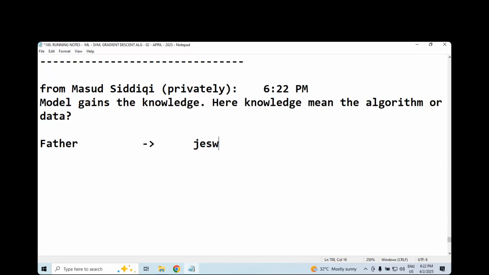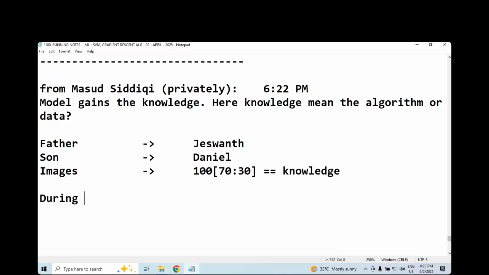My father's name is Jeshwant. And his son, what is the son's name actually? Daniel. And my father collected images. How many images actually? 100 images. What is the ratio? 70, 30. Frankly speaking, this is so-called knowledge. Am I right or not, sir?